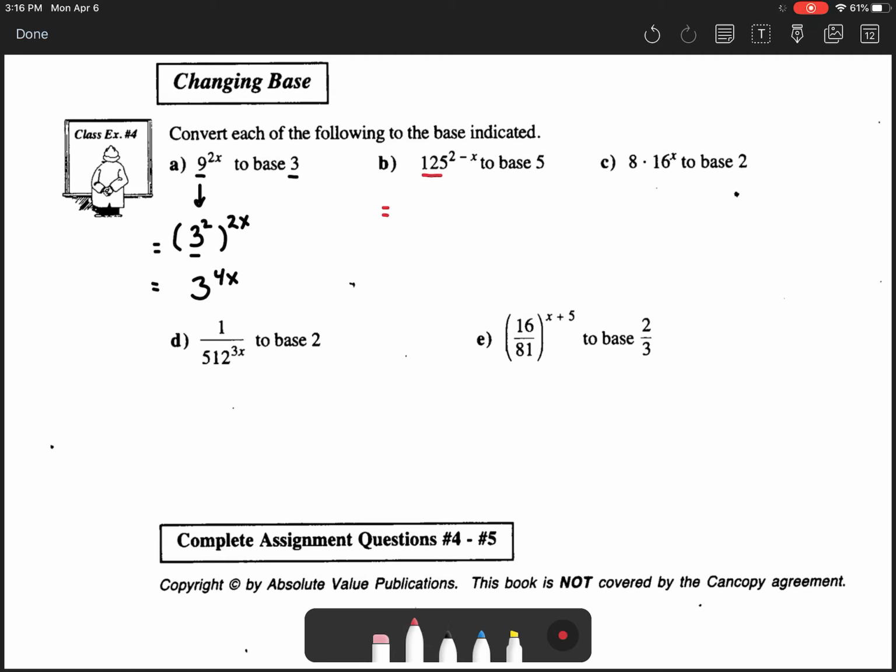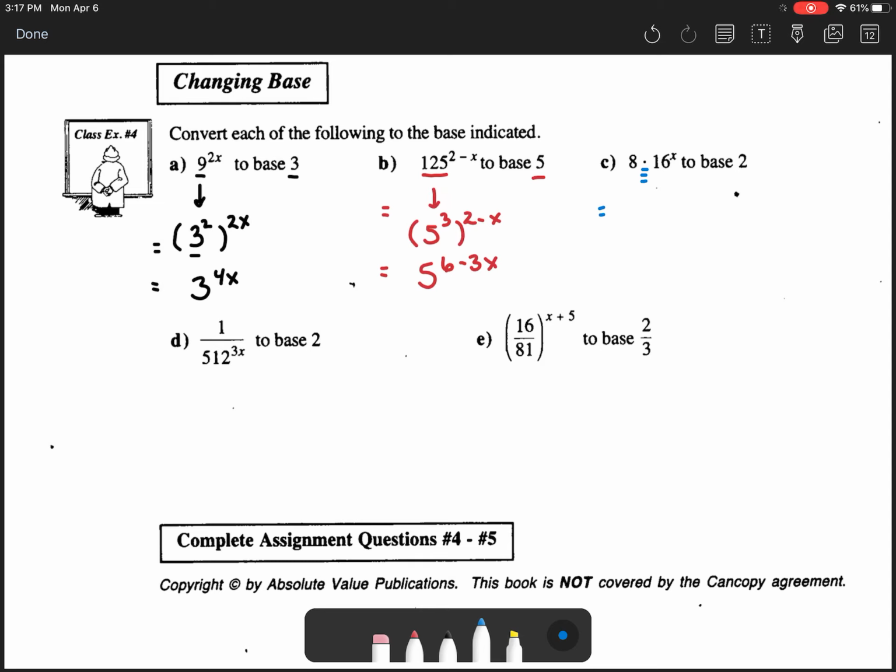In B, the base I have right now is 125. They want it to be 5. So 125 is actually 5 cubed, isn't it? There's your 125. So there's 125 to the exponent of 2 minus x. Same scenario now, I have a power raised to another exponent, so I'm going to go 5 to the exponent of 3 times 2 is 6, and then 3 times a negative x. So 5 to the exponent of 6 minus 3x is your change of base answer in B.